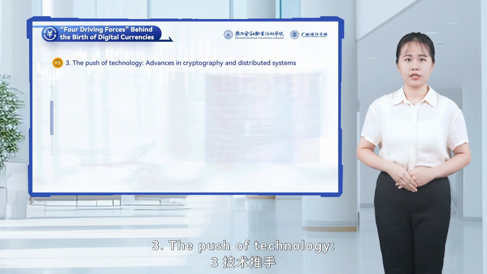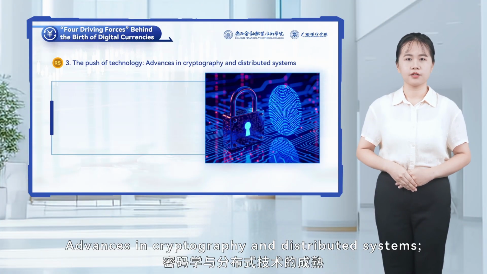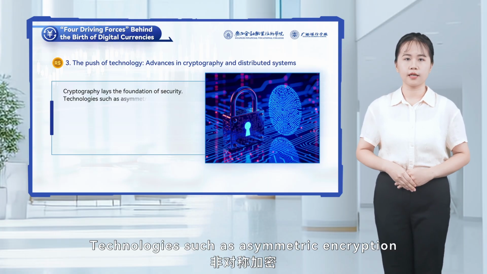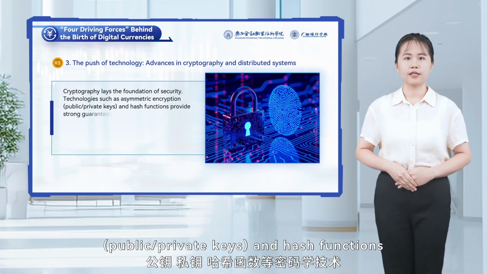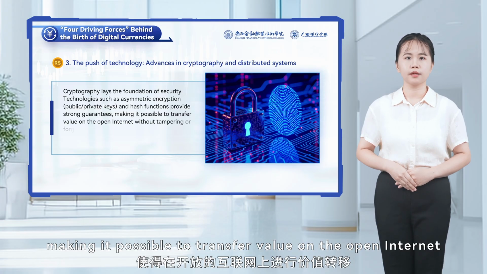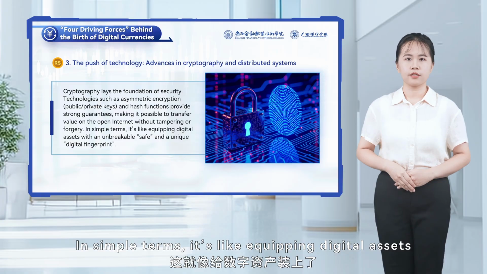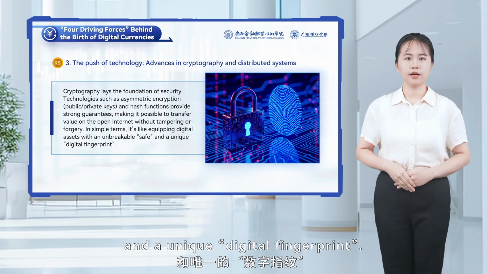3. The push of technology. Advances in cryptography and distributed systems. Cryptography lays the foundation of security. Technologies such as asymmetric encryption, public or private keys, and hash functions provide strong guarantees, making it possible to transfer value on the open internet without tampering or forgery. In simple terms, it's like equipping digital assets with an unbreakable safe and a unique digital fingerprint.